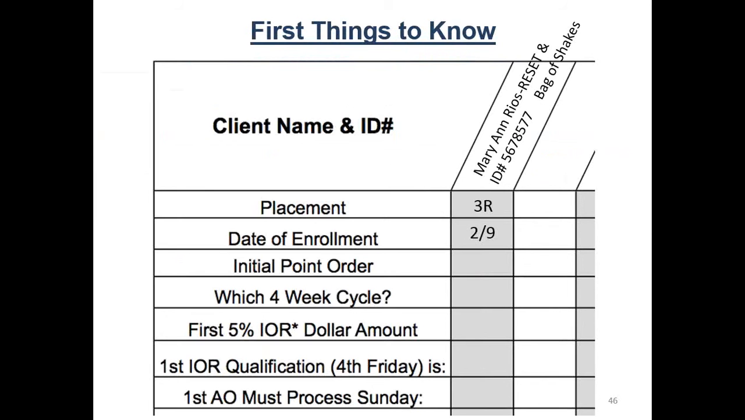The date she enrolled was February 9th. The initial points that she ordered was 90 points. Which 4-week cycle? She was in cycle 3, and I'm going to show you how I figured that out. And then what was her 5% initial order reward? It was $7.04, and I'm going to show you how I figured that out. And then also her 4th Friday is her qualification for that discount, the IOR, initial order reward discount. I'm going to also show you how I figured that out. And her first auto order must process on Sunday, March 8th for her to get that discount.